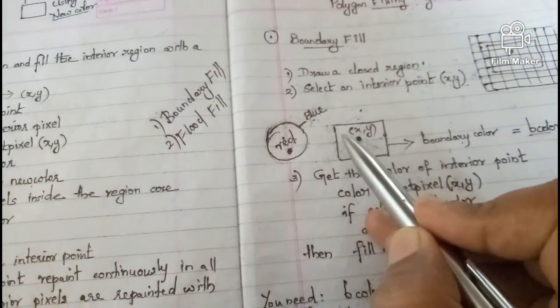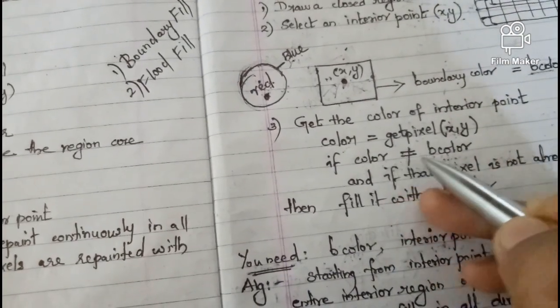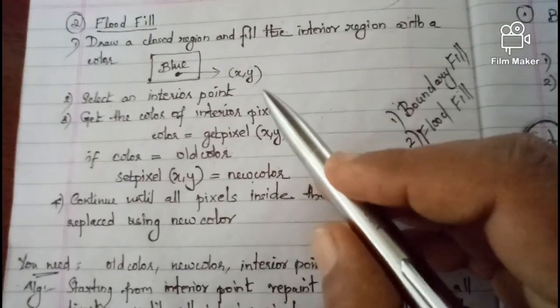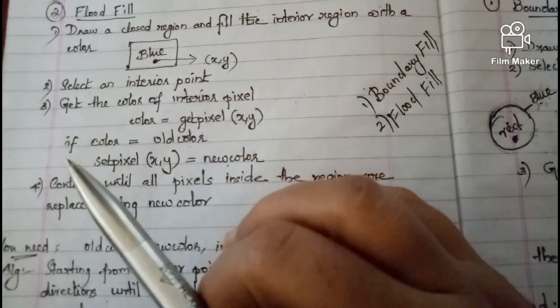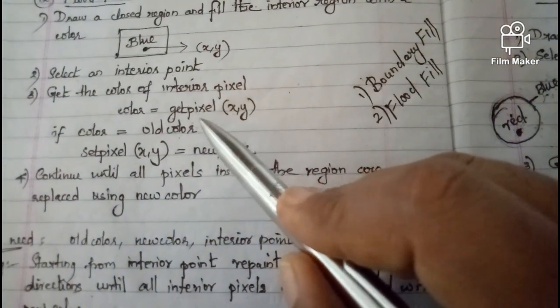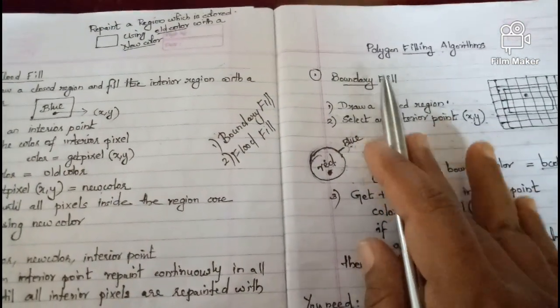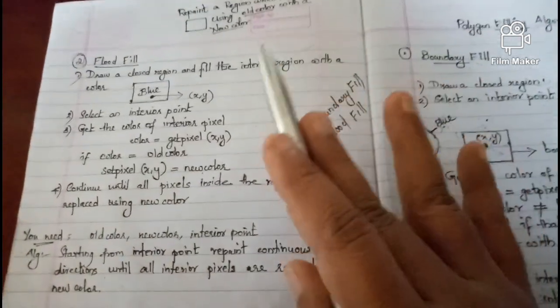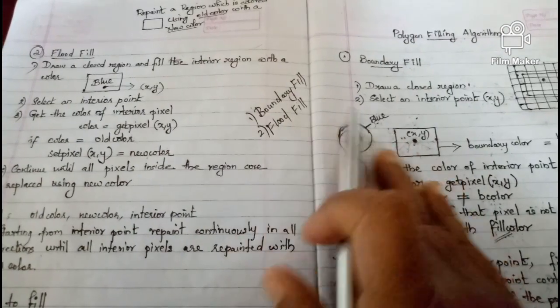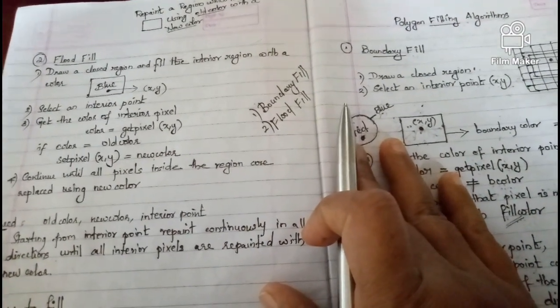And if we are using boundary fill algorithm, for each pixel we are selecting, it will be matched with the boundary color. If it does not match with the boundary color, then the pixel will be colored using fill color. But in flood fill algorithm, each time a pixel is selected using 4 connected or 8 connected method, if the color of the selected pixel matches the old color, then it is replaced with new color. So boundary fill algorithm is used to fill a region for the first time, and flood fill is used to refill a region with a new color. Okay, so this is all about the two algorithms, boundary fill and flood fill.